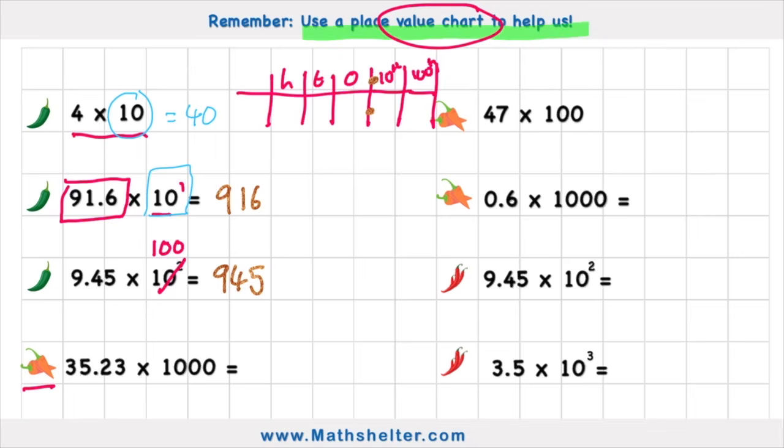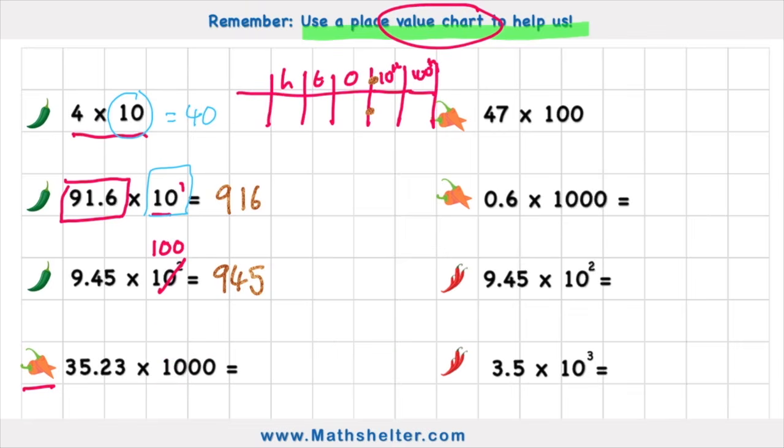Now let's look at an orange chili challenge, and let's look at 35.23 times 1,000. Well, if we're multiplying by 1,000, another way that we could write this as a power is 10 to the power of 3, because 10 times 10 times 10 equals 1,000. So this question is actually 35.23 times 10 to the power of 3. 1, 2, 3 tens. But for us, it's actually easier to look at it as 1,000.